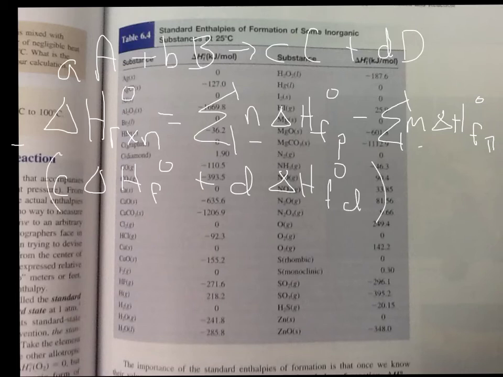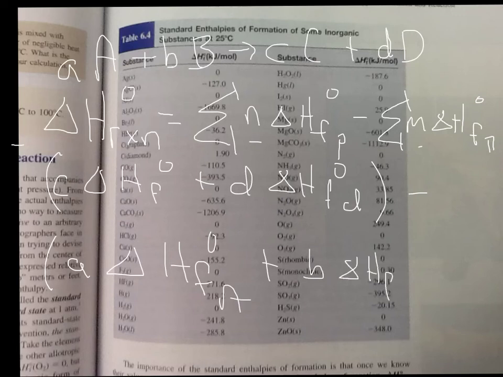And we're going to add those two up, and we're going to subtract from that the coefficient of A times the heat of formation of A under the standard state conditions plus the coefficient of B times the heat of formation of B under the standard state conditions. And that's where the n and the m come in. The n and the m represent the coefficients.